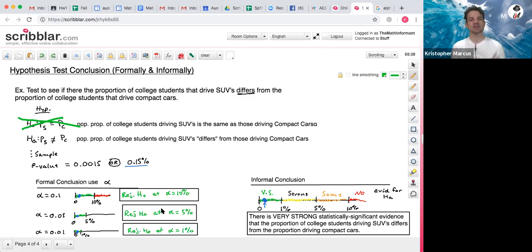So the difference between the formal and informal is simple. Formal is a statement about the null. We either rejected it or we did not reject the null. The informal is telling us how much we believe the alternative is true. So that's the way you can think about these two as you start working them in the future.